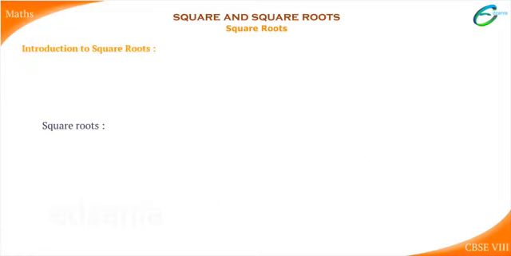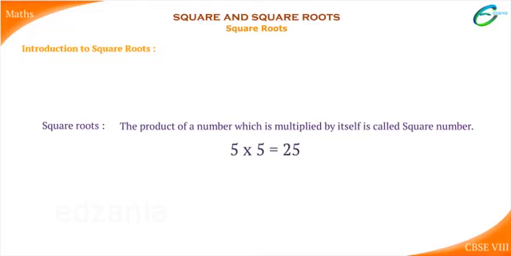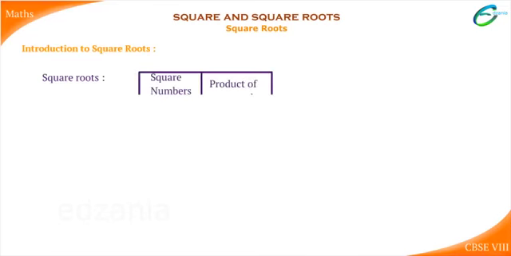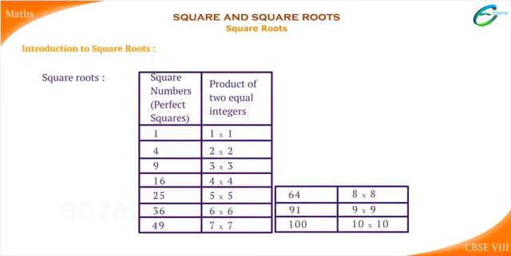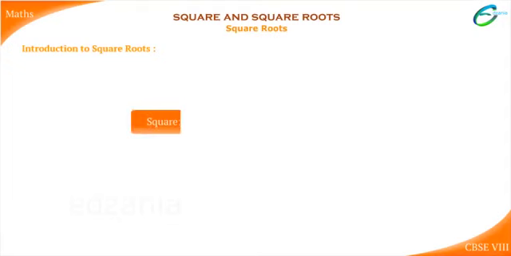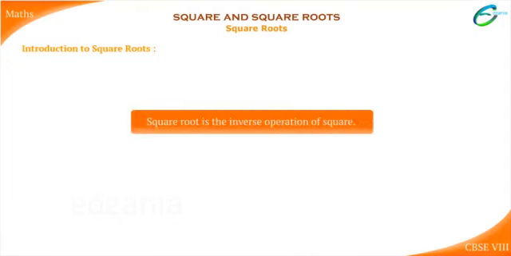Before going to square roots, let us recall what do you mean by a square? The product of a number which is multiplied by itself is called a square number. When a number is multiplied by itself, that number is called the root of the square number. 2 multiplied by itself gives 4. That means 2 is the square root of 4. Similarly, 3 is the square root of 9. Square root is the inverse operation of a square.